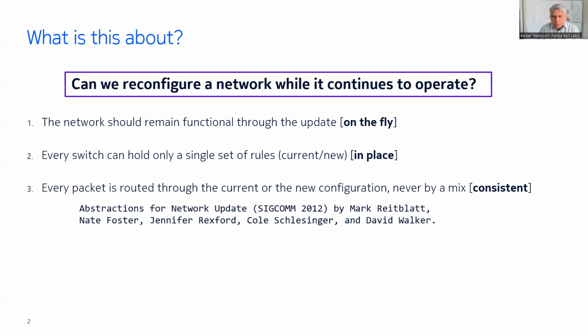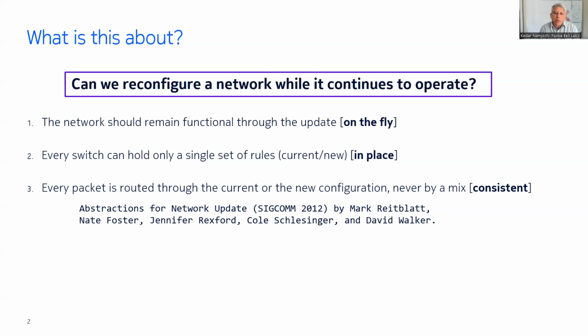Now, it turns out that it's easy to meet any two out of these three requirements. For instance, if we can shut down the network, then that update would be in place and consistent, but it would not be on the fly. The SIGCOMM paper in 2012 gave an algorithm that was on the fly and consistent, but it was not in place because it required a router to support both the current and the new configuration. And clearly, if you don't care about consistency, then you can just update routers any which way, and that would be on the fly and in place, but it won't be consistent. So the challenge is to do all three.